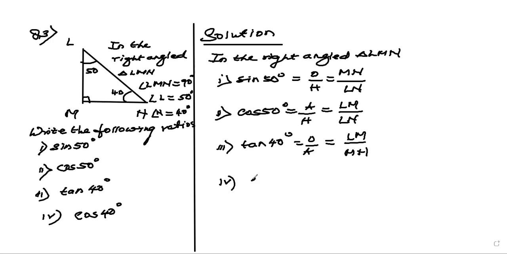The fourth one, children, cos of 40 degree. Now look for the 40 degree angle down, okay? Which is the adjacent side for it? LN is the hypotenuse, MN is the adjacent side. Cos is adjacent side upon hypotenuse. Which is the adjacent side of 40 degree? MN is the adjacent side. So MN upon, which is the hypotenuse, LN.